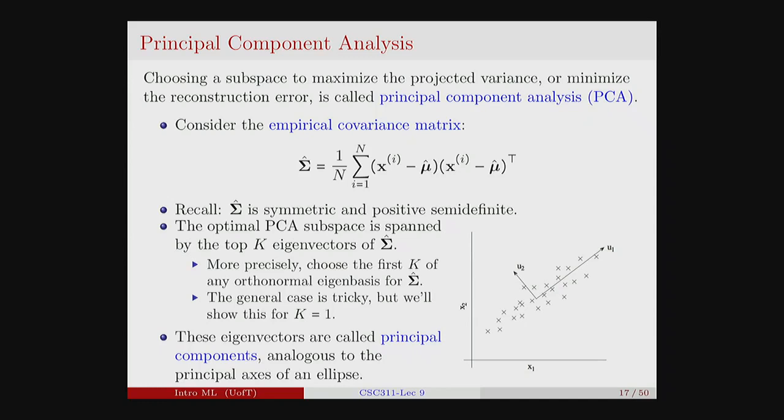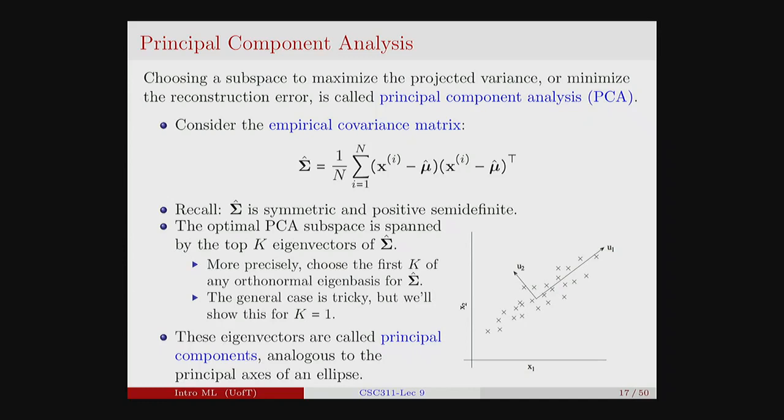Okay, so any questions about how to actually solve the problem of PCA? So you get your data, you compute this empirical covariance matrix, you do a spectral decomposition of it, you find the eigenvectors of the top k eigenvalues, where by top I mean the largest, and you use those as the columns of your matrix U, and you're done.